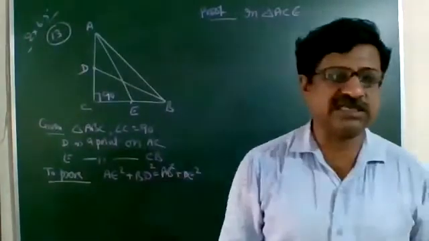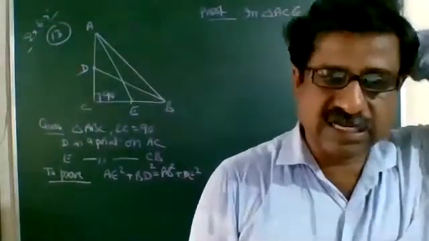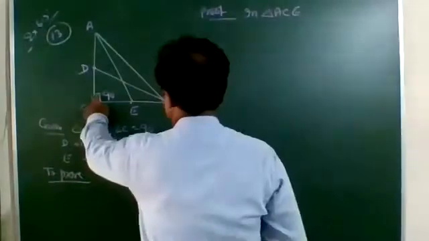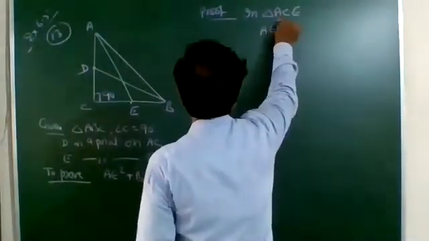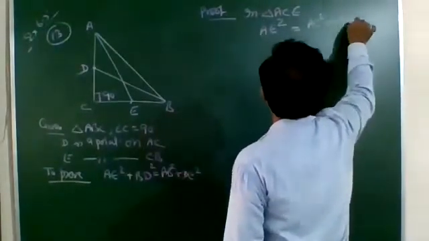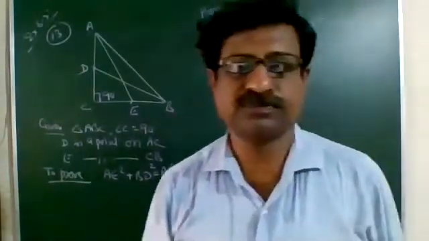In triangle ACE, the square of the hypotenuse, which is the side opposite to the 90 degree angle. Which is 90? C is 90. Then which is the hypotenuse? AE. So AE square equals AC square plus CE square. This is using Pythagoras theorem.